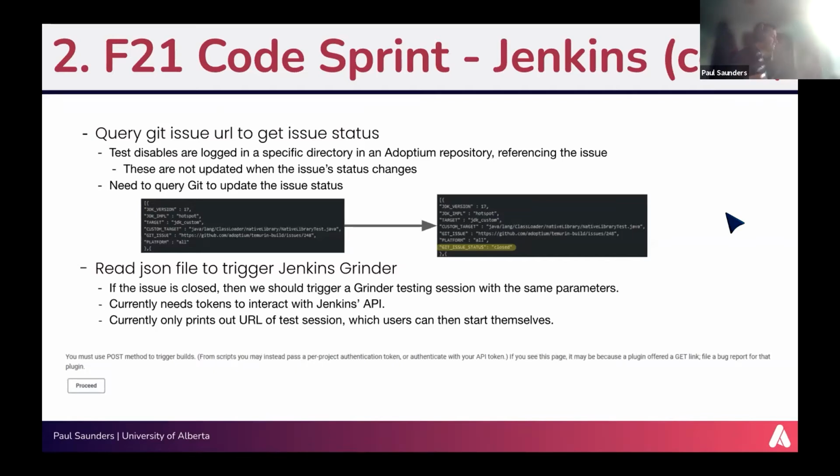Copying that URL and pasting it into the URL bar will bring you to this page, and all a user needs to do is click the proceed button on the bottom to run that test. So it's just another extra step that a user needs to do. And our hope is to eventually get it where there's no user interaction at all. All of it is automatic, where if you close an issue, it'll query this service and rerun any tests that were disabled in that thread.